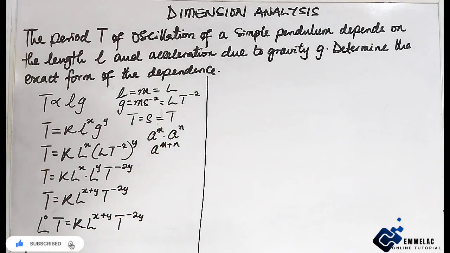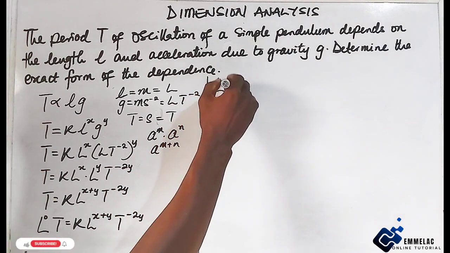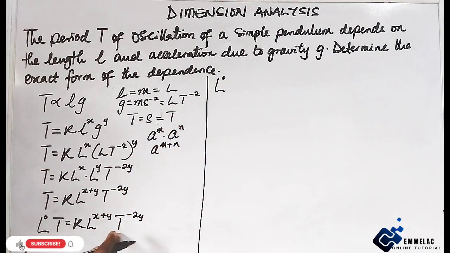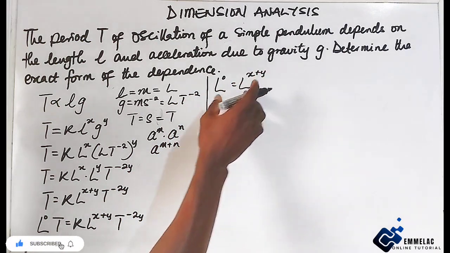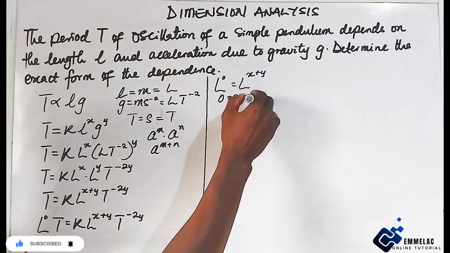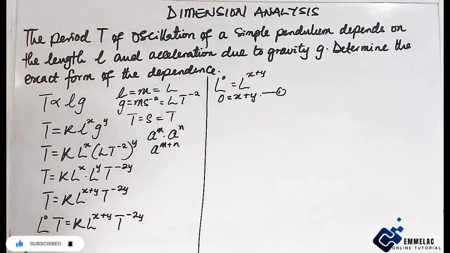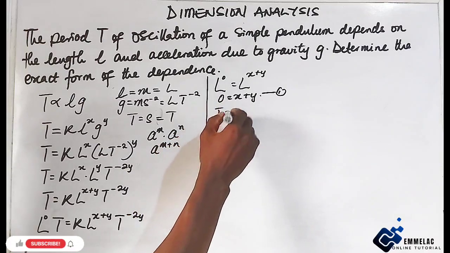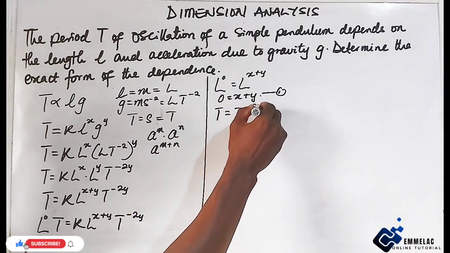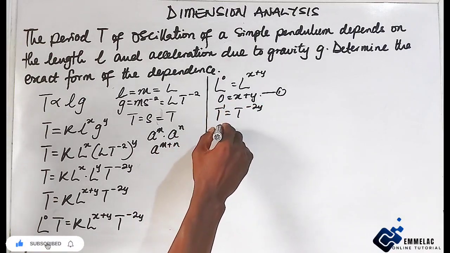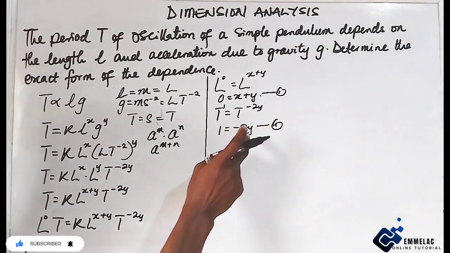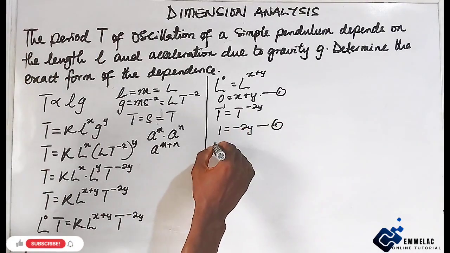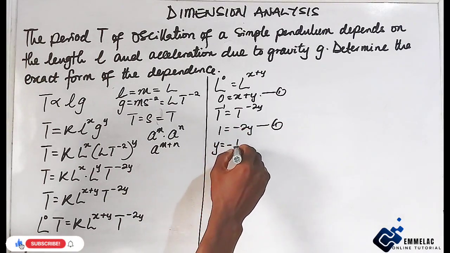Okay, now to this end, let us equate both the left hand side and the right hand side. So here we have L with the same parameters. We have x plus y, this is for equation 1, which will give us 0 equals x plus what? y, equation 1. Then the next one is T equals T raised to the power minus 2y, which will give us, taking this as 1, you have 1 equals minus 2y, equation 2. Now we can actually make y the subject of the formula here. So our y here will give us negative 1 over 2.